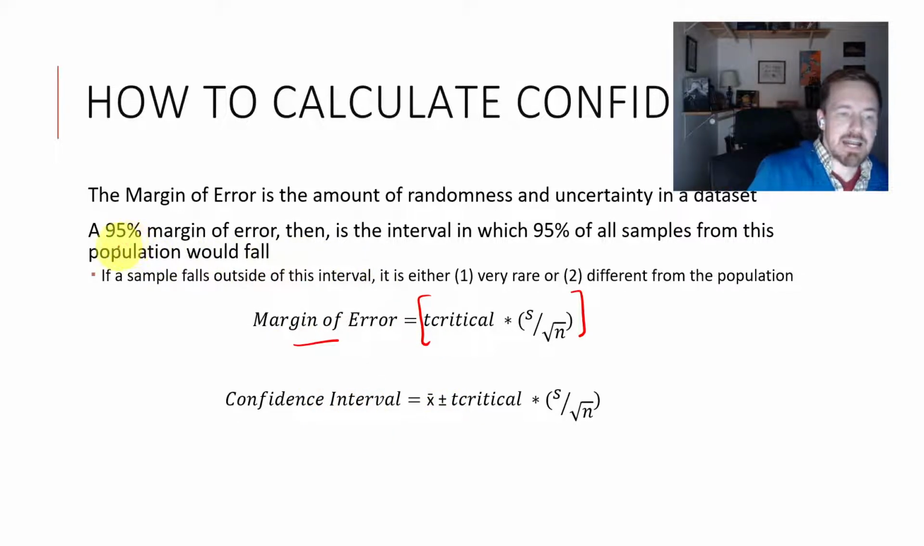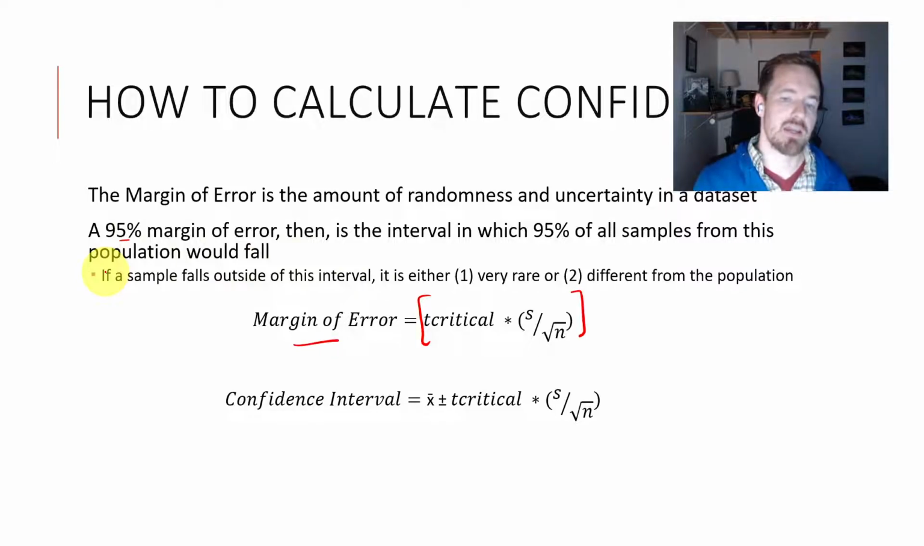So basically, a 95% confidence interval is saying that for the interval you've created, 95% of all samples that you could possibly choose from this population are going to fall in between these two numbers. A low fence, they call them fences, a low fence and a high fence. If a sample falls outside of that interval, then what we are going to say is either that sample is very, very rare and unlikely, or it is different from the population.